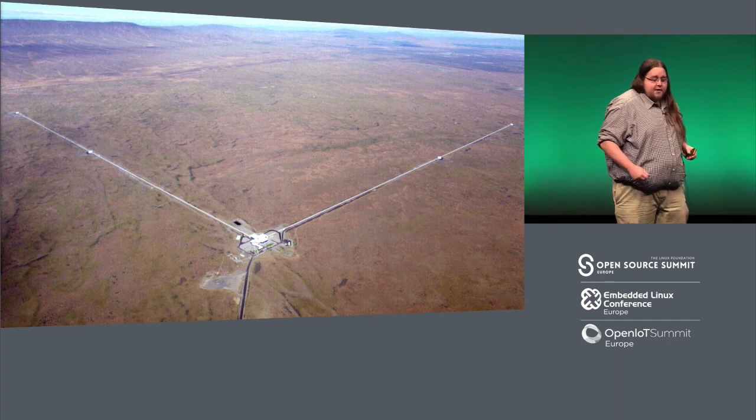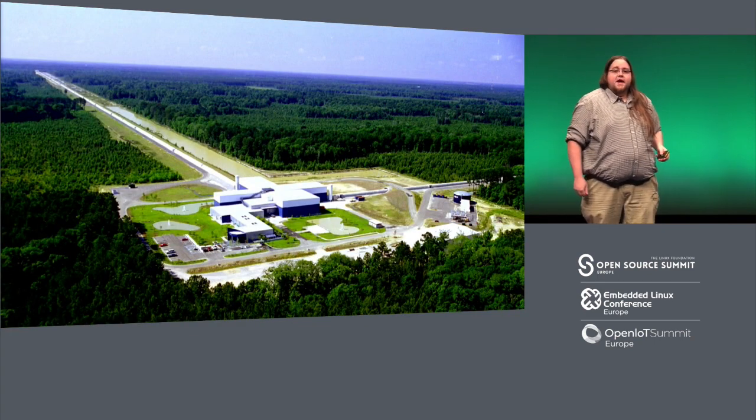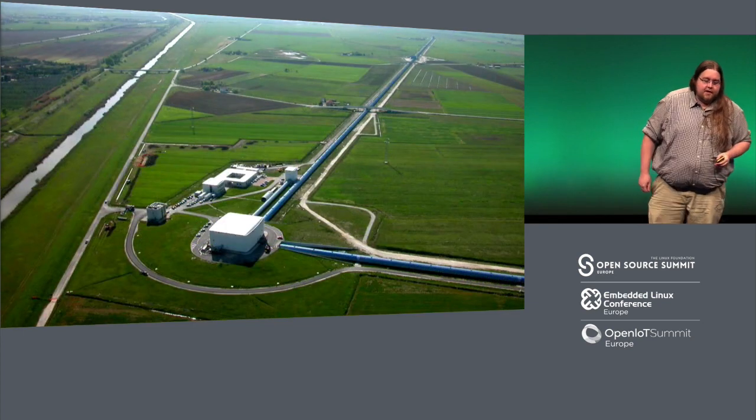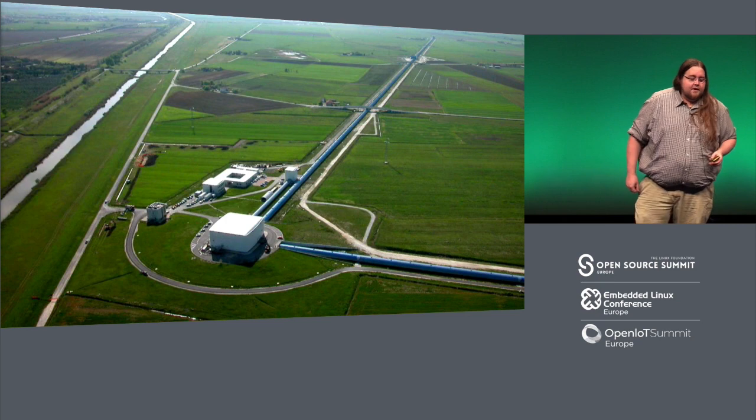And of course, we don't just have one of these. It has a brother in Livingston, Louisiana. And of course, there's the Virgo Observatory, which is 3 kilometers long, in Cascina.